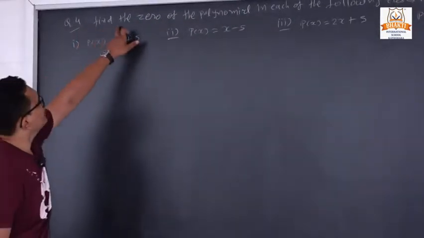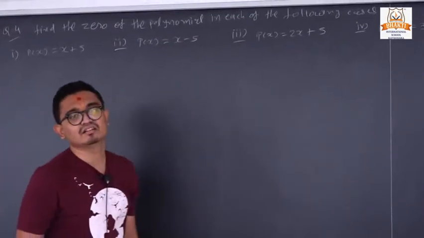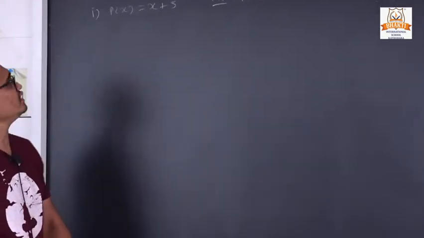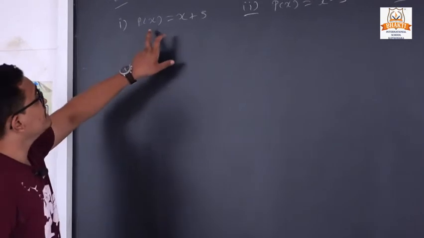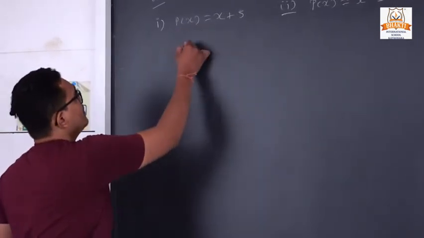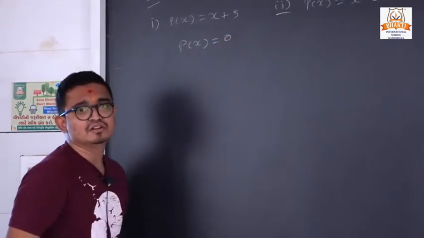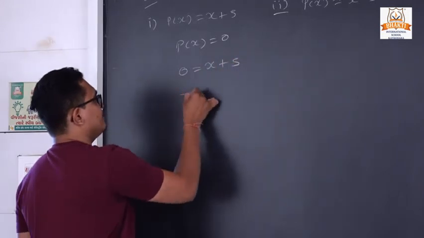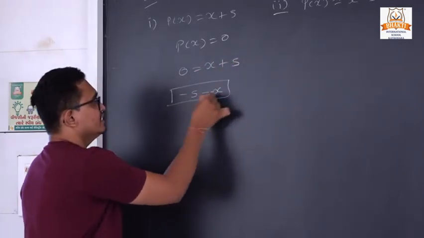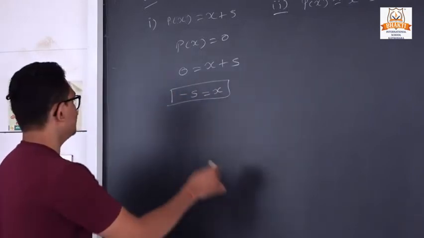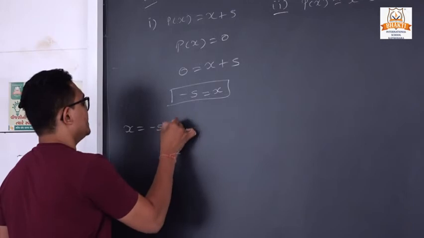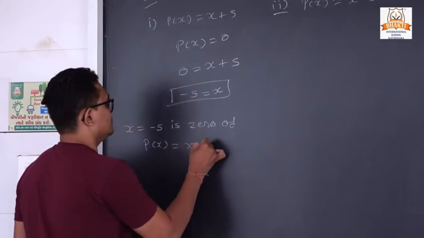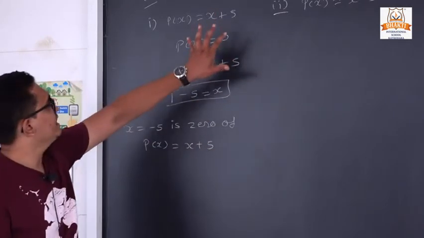Question number 4, find the zeros of that polynomial. So how can we find the zeros of that polynomial? For that we have one method. So we can discuss that method. For finding the zeros of any polynomial, first of all we will put p of x is equal to 0. So here we will put 0. So that 5 is going to the second side, so it becomes minus 5. So what is our answer? x is equal to minus 5. So it means x is equal to minus 5 is a zero of p of x is equal to x plus 5. Clear?